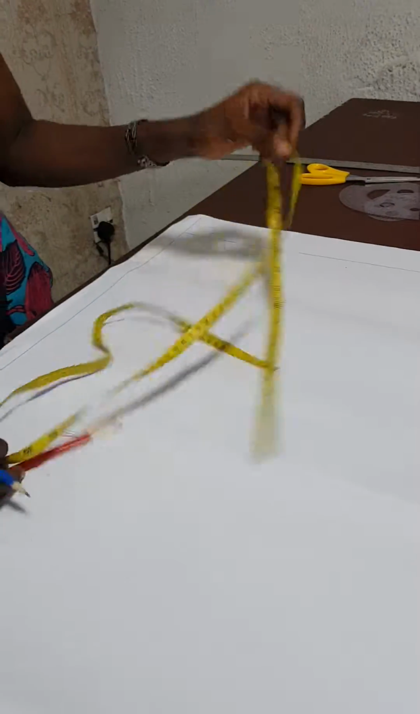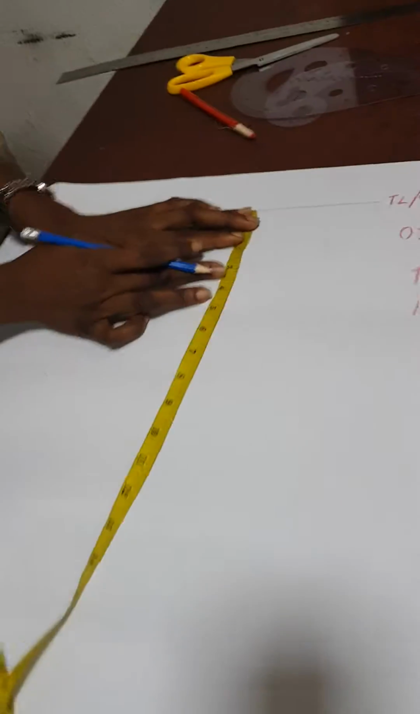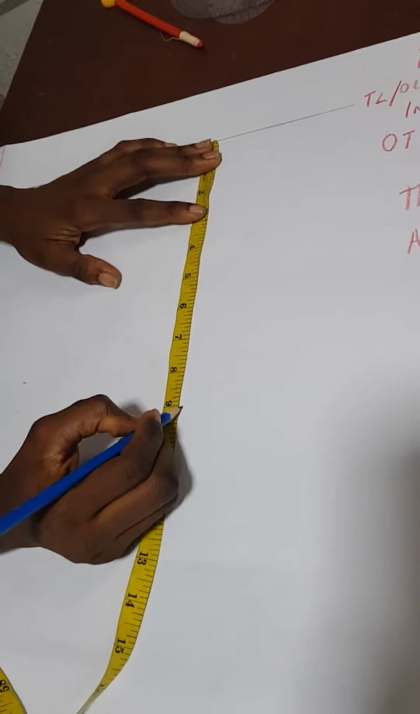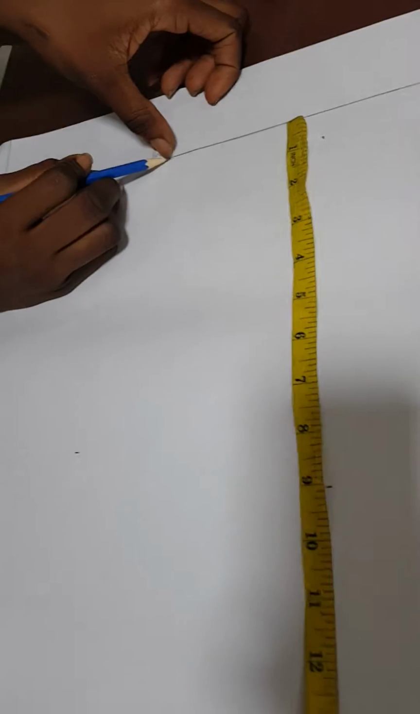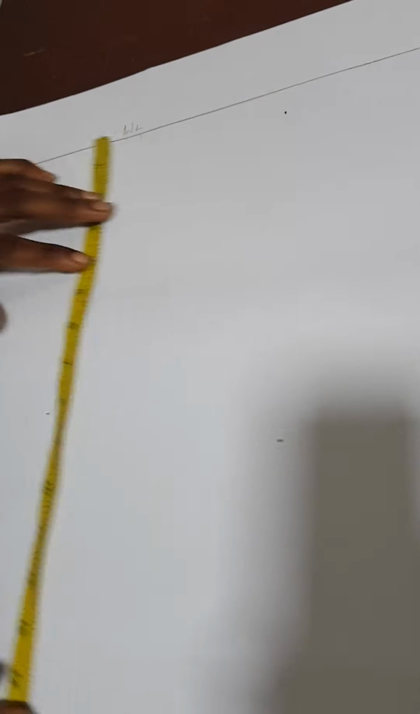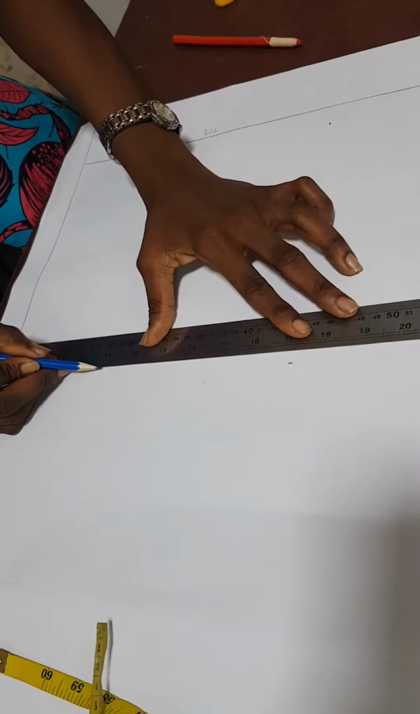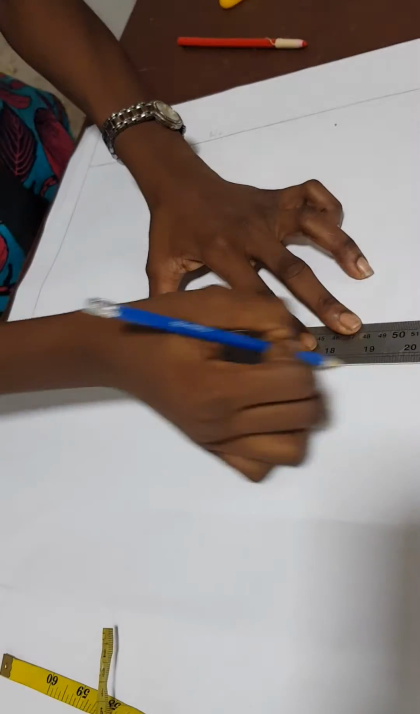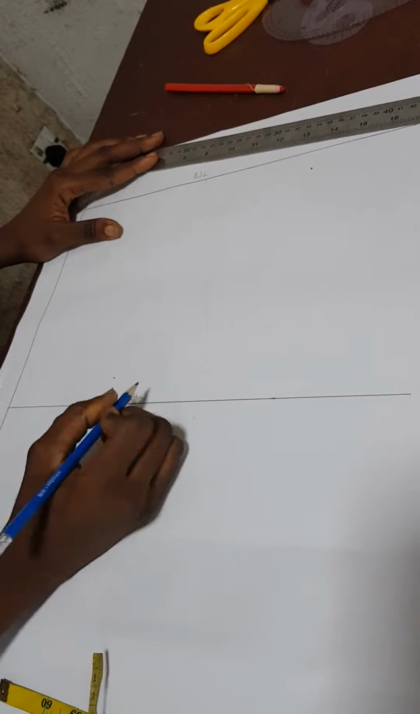The first thing I'll do here is to take my crotch length, which I have at 9 inches. So this is my waistline. From my waist, I'll take 9 inches downwards, and then I'll rule a line across. So I'll call this my crotch. Okay, this is the crotch line.